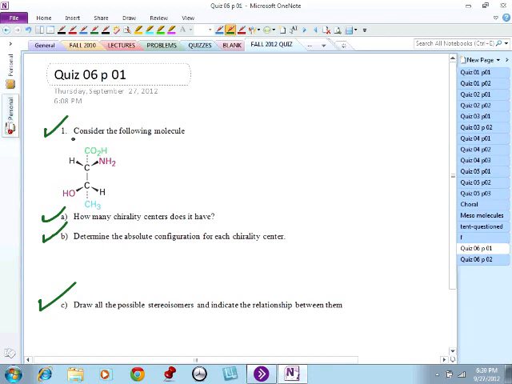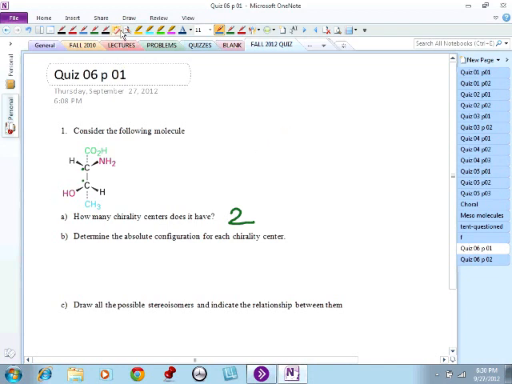How many chirality centers do you have in this molecule? Two. Two, exactly. Where are they? Right here, and this here. Okay, so everybody got that right. So you have two chirality centers. Okay, how about the absolute configuration? R for both. How many people agree? No. You don't agree?